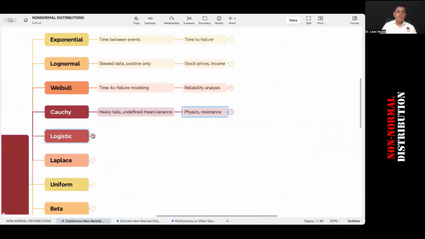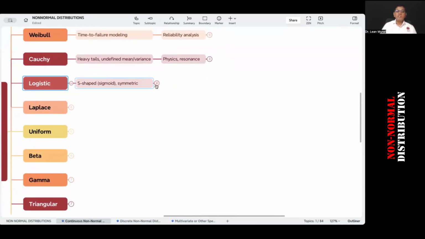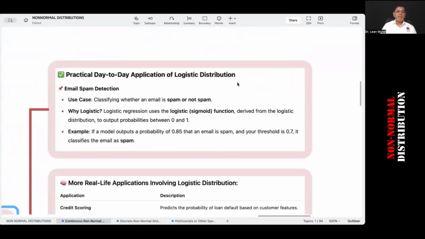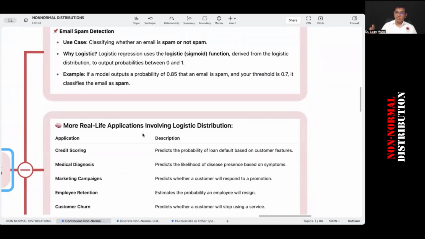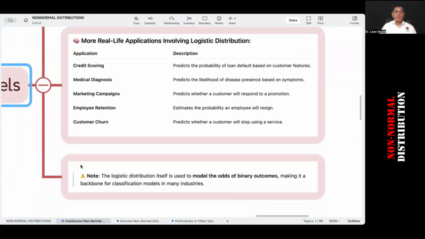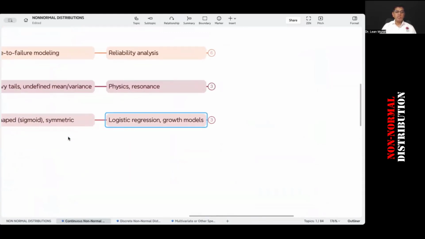So that is Cauchy distribution. Then the logistic distribution, which underlies the logistic regression model. The practical case study is email spam detection. The use case is classifying whether the email is spam or not spam. Why do you use the logistic distribution? I will share this in the PDF. More real life examples are credit scoring, medical diagnosis, marketing campaigns, employee retention, and so on. So that's the logistic distribution.